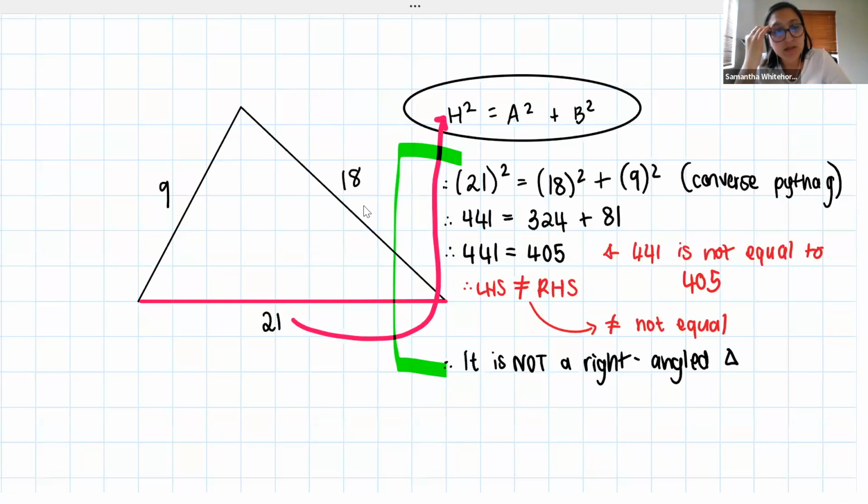Nomkutano, h squared is the hypotenuse, and then the a and the b are just the other two sides. So this could be side A, this could be side B, or you could swap it around. It really doesn't matter. It's just a very general formula of Pythagoras.